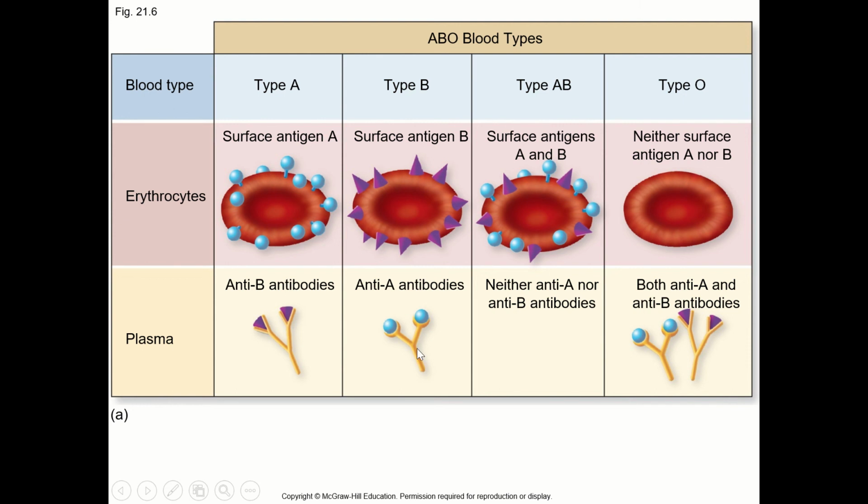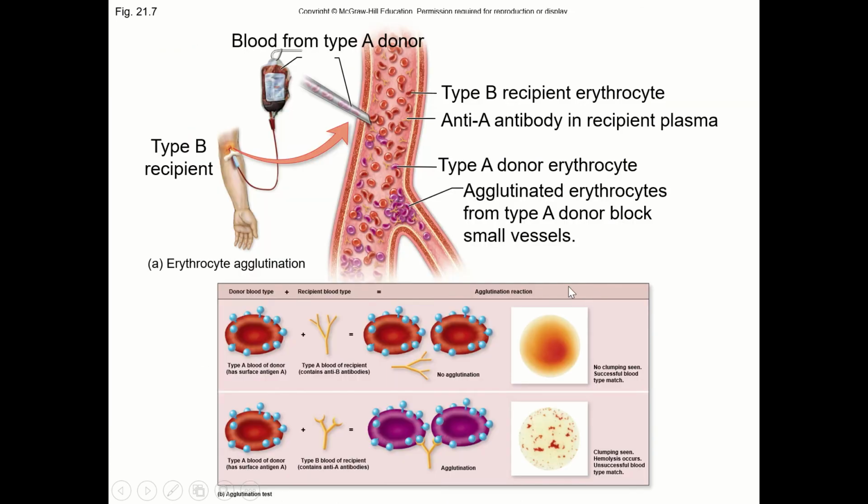Same thing, the antibodies in the plasma of the type B will bind to the molecules on the A blood cell, and again, they will clump together. So this is what happens. If we have the donor blood type of A, and the recipient blood type is A, then everything is fine and dandy. The antibodies don't have anything to bind to, and the blood is fine.